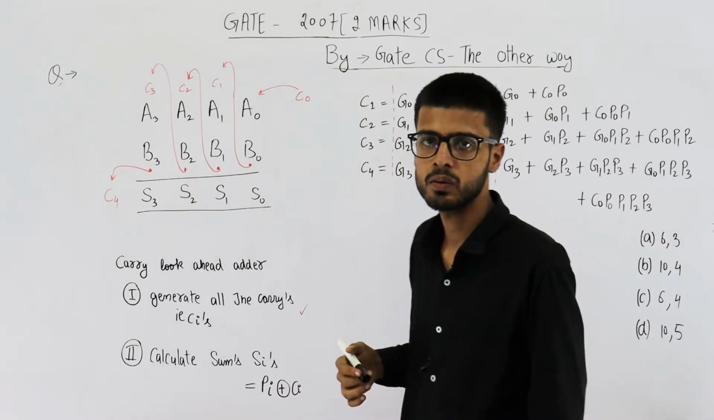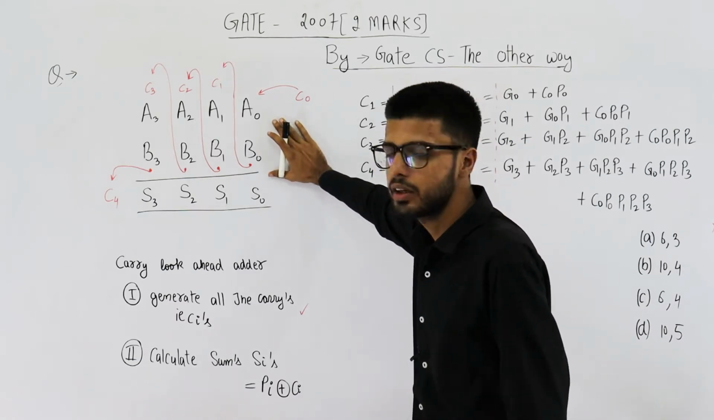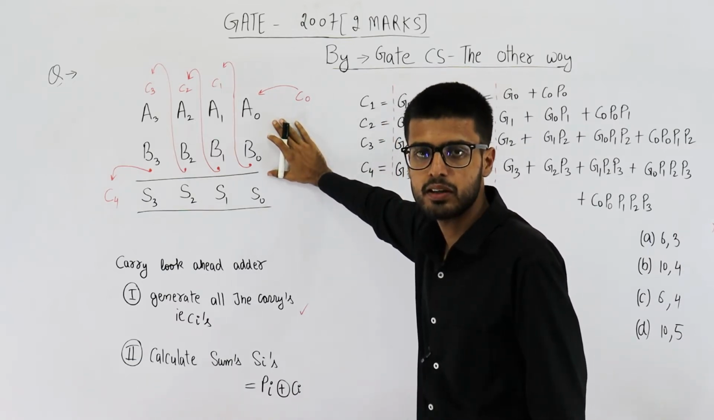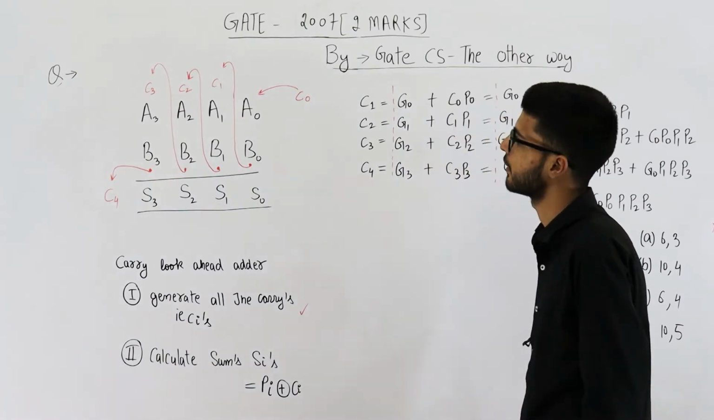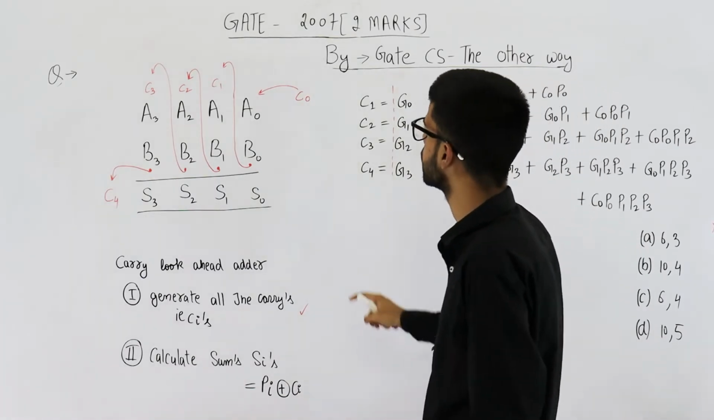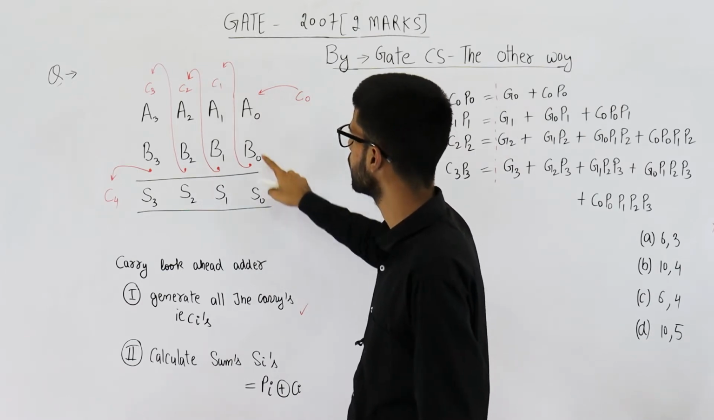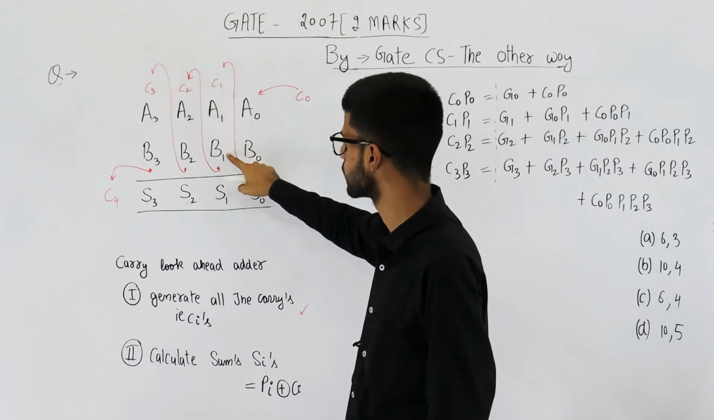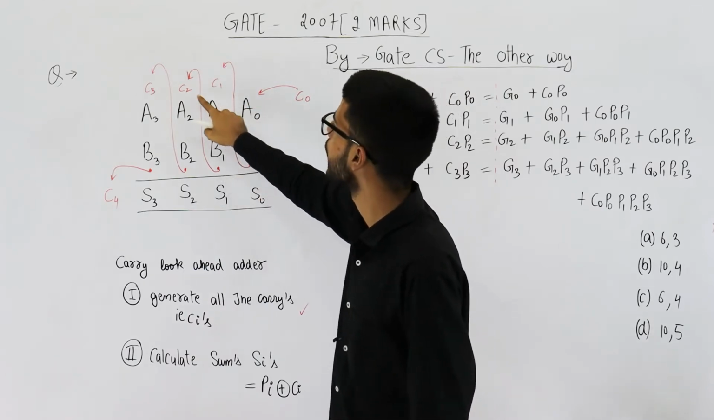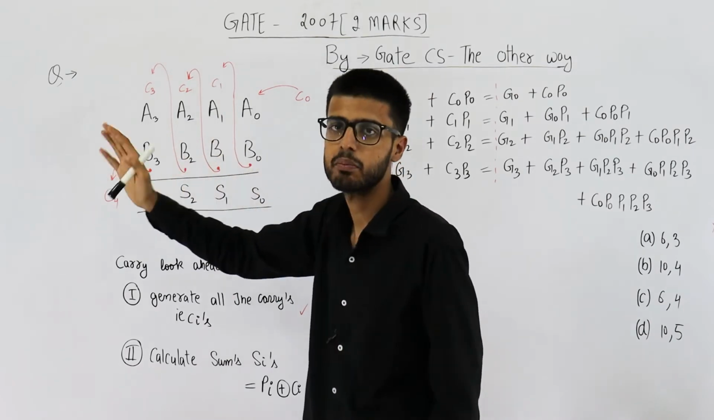Now, what is a carry look ahead generator first of all? See, we can use a normal adder for adding two n-bit numbers, or we can use a carry look ahead adder. In normal adder, you will add these 3 bits, get the sum S0 and the carry C1. Then you will add these 3 bits and get the carry C2 as well as sum S1. Okay, so it will go step by step.